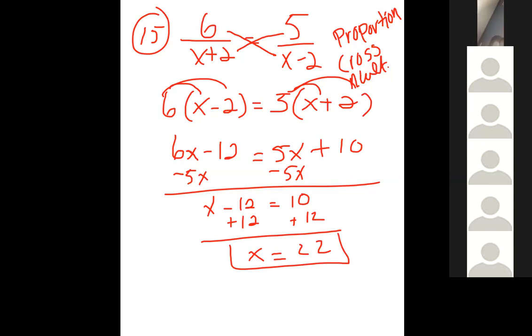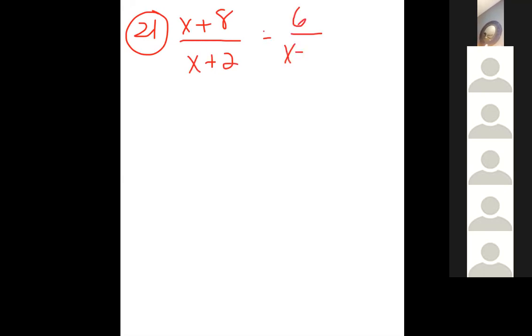Let me see here. Okay, yes, I do need to mention this one. Okay, this one is number 21, guys. This one, because you have the variable in the denominator, you have to be concerned about the restricted value in the domain of this function. The restricted value is -2. X cannot equal -2. So keep that in your head.